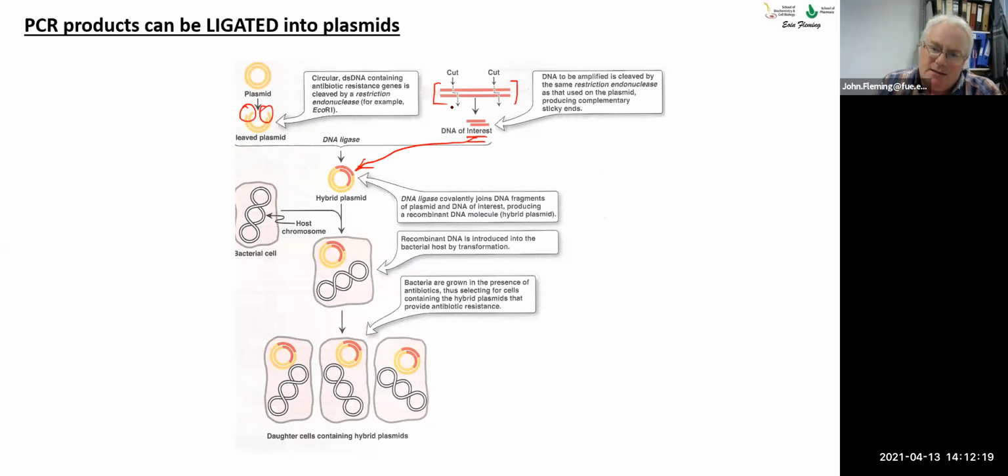So by using this system where we create a PCR product, DNA is amplified and is cleaved by the same restriction endonucleases that are going to be used to produce the sticky ends in the plasmid, we can then use the T4 DNA ligase in order to clone that fragment, transform it into a bacterial cell, and grow up the bacterial cells, selecting specifically for those that have taken up the plasmid.